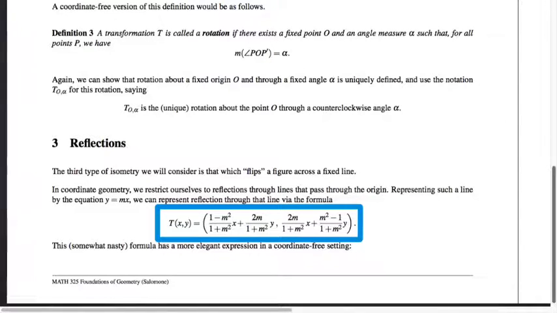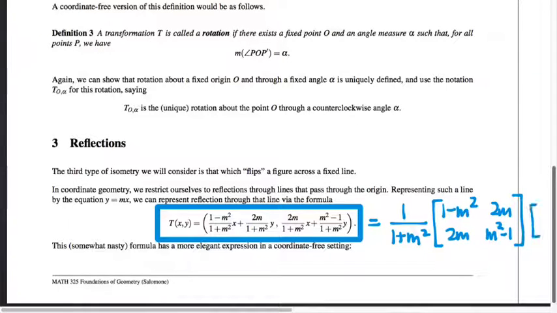We can still represent it with matrix multiplication if we're so inclined, and it gives us a little bit better tools for understanding how it works. But it's still not terrific. 1 minus m squared, 2m, 2m, m squared minus 1. And so we can talk about the linear algebraic properties of this transformation.